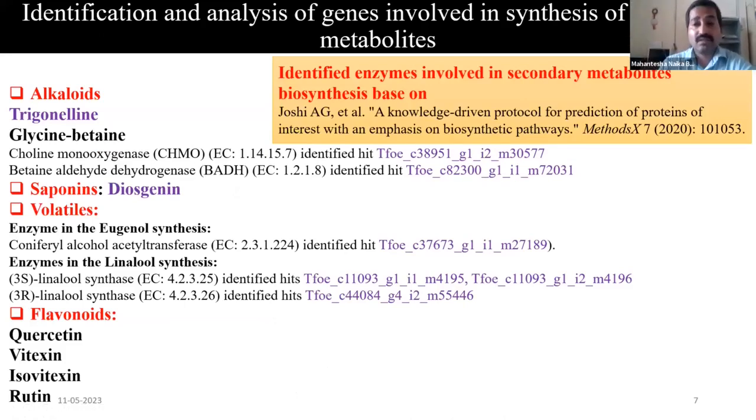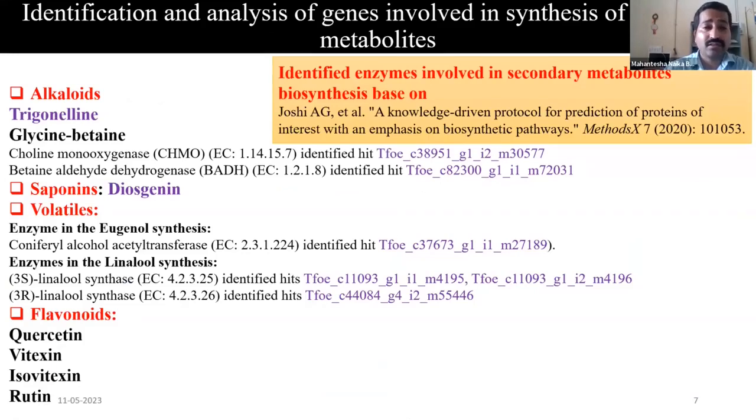The main important thing is the identification of genes which are involved in the biosynthesis of secondary metabolites. So here an in-house protocol was developed in order to identify the functionally important residues. We have adopted the in-house developed protocol, which is a knowledge-driven protocol for the prediction of functionality of the selected metabolites. So here what we have done is mainly looked into the alkaloids. Again, in the alkaloids, trigonelline and glycine betaine, because trigonelline is one of the very important components from the medicinal point of view.